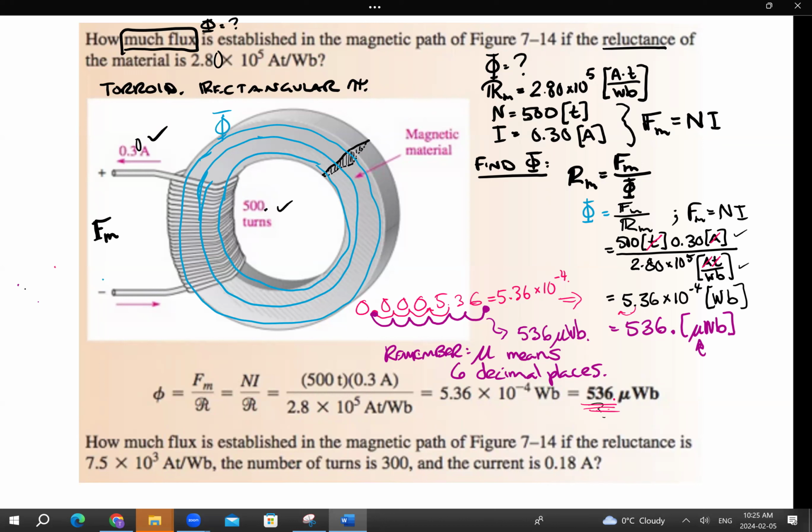And I just remind you that Weber is such a big unit. We usually use micro because Webers are huge. Webers are huge. So we are often expressing our answers in microwebers. So this is a nice example to illustrate that.